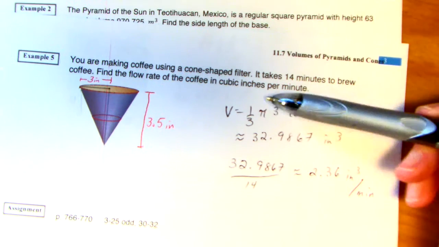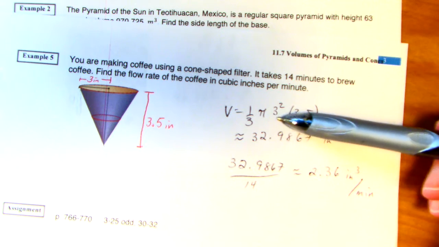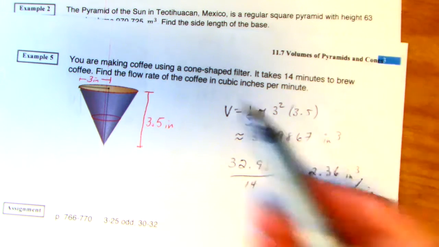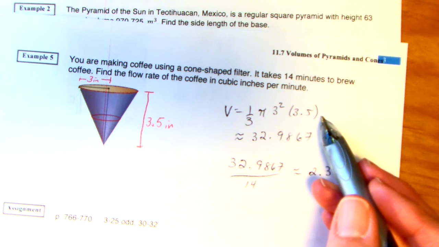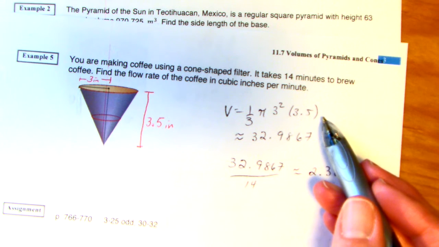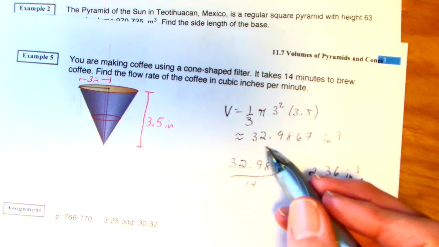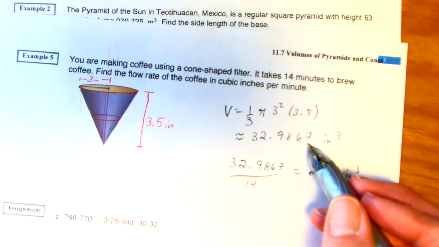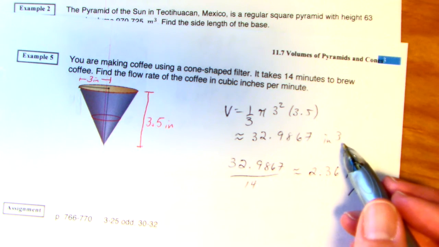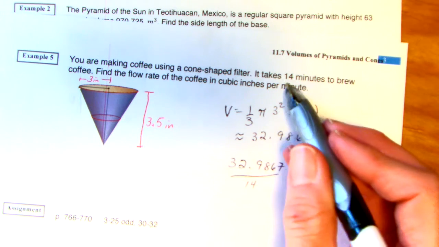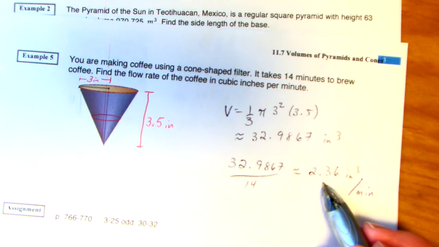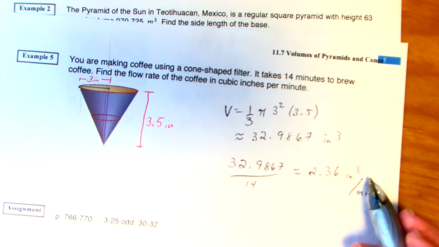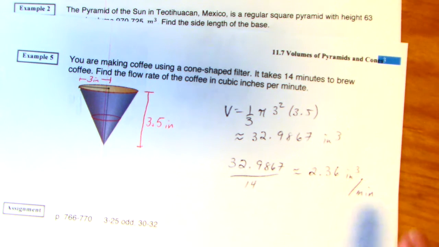So let's find the whole volume first. 1/3 pi r squared h. So the r is 3 and the height is 3.5. I think this is kind of big. I'm not really sure what the size of a coffee filter is. When you put all that in, you get about 32.39867 inches cubed. Well, I want the flow rate. This is how much you have in a total of 14 minutes. So if I take our volume and divide by 14, you get about 2.36 inches cubed per minute. So that's our flow rate.